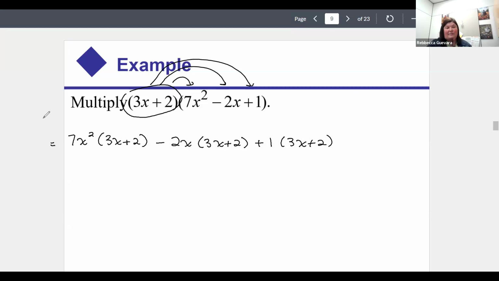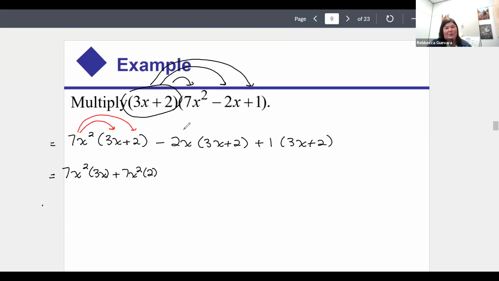Then I can use it again, because here we got 7x squared times 3x plus 2. So we're going to distribute another time. So if I do that, I'm going to have 7x squared times 3x plus 7x squared times 2. And then I could do that again for the next term, or next part of this.